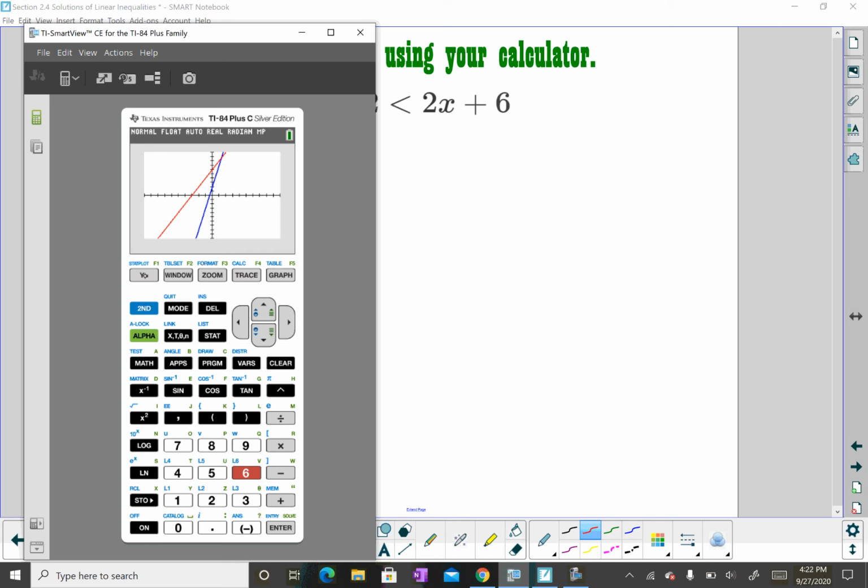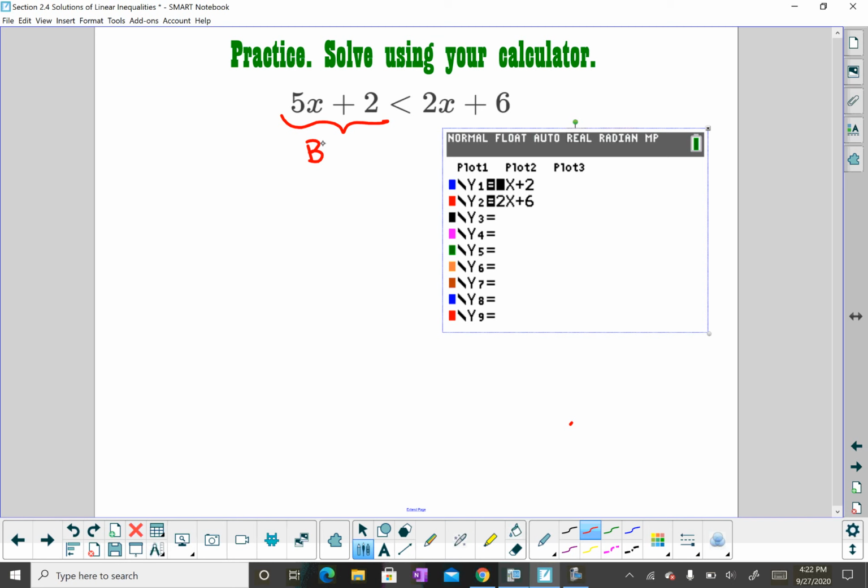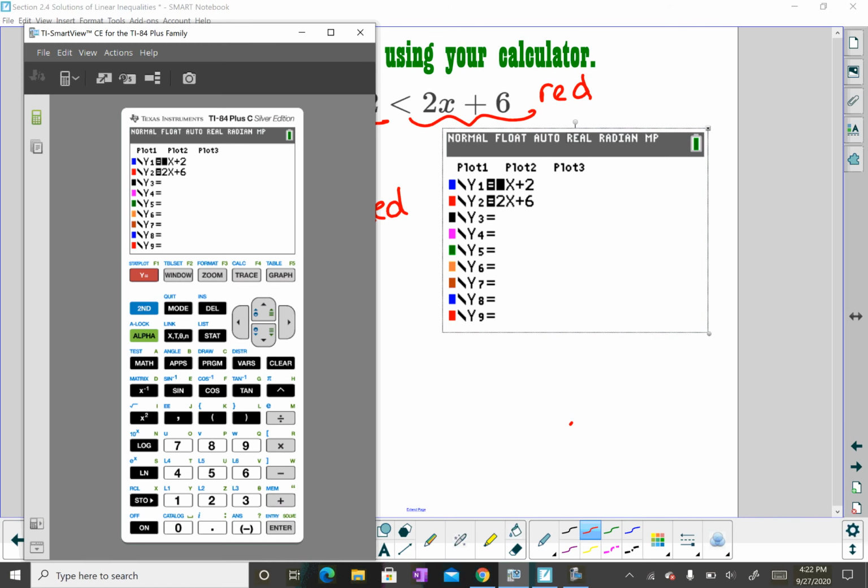Just to review here, I'm going to put this over here so I remember what's what color. Okay, so the left side of my equation is blue on the graph, and the right side of my equation is red on the graph. We want to know when is blue less than red. If you don't have a color calculator, it's a little more difficult because you have to pay really close attention to what shows up first and what shows up second.